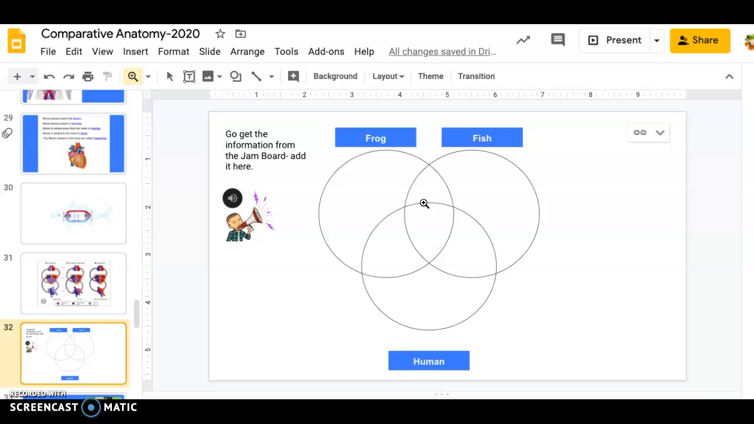So that's kind of your task today, is maybe participate in the Jamboard, but also add to your notes anything that you see in the Jamboard. Kind of fill out your own Venn diagram so you have it at all times.